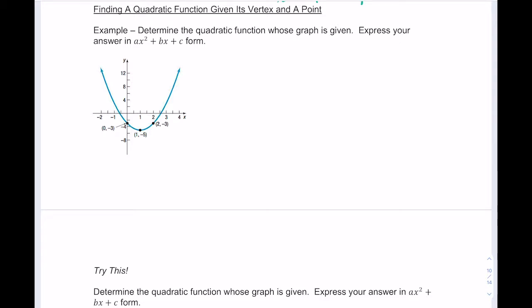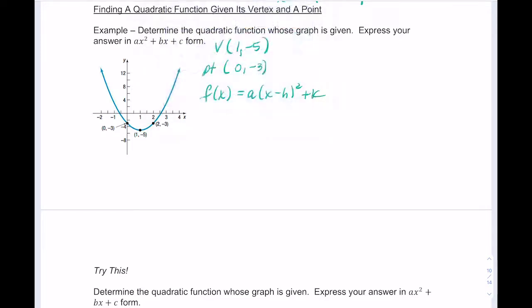You need the vertex, which in this case we have is 1, -5, and you need any point on the graph. You have two to choose from here, 0, -3, and 2, -3. We'll take the easier point, 0, -3. So now we're going to take that and plug it into our vertex form.